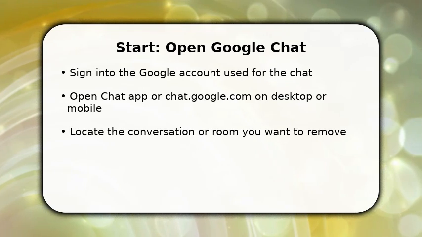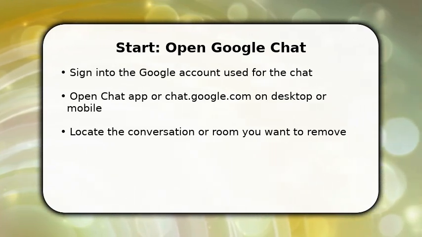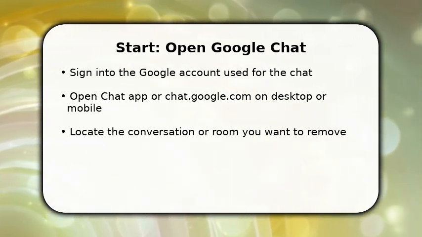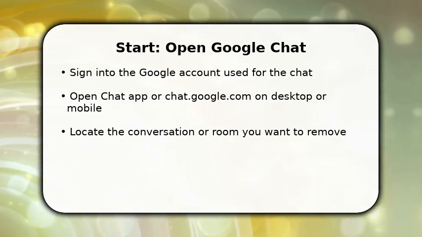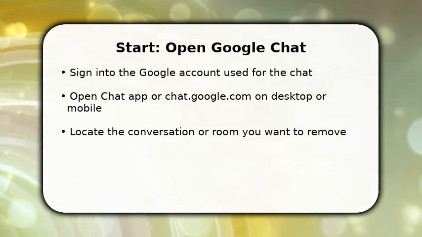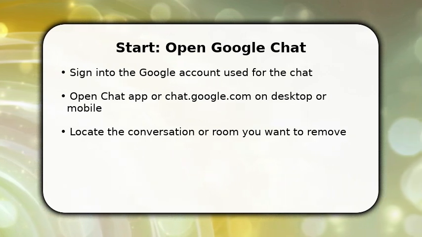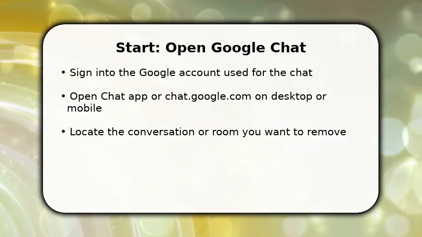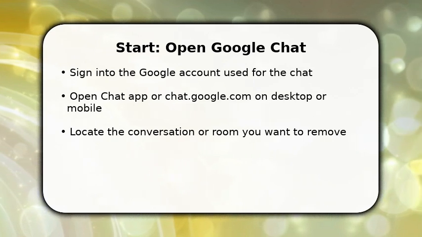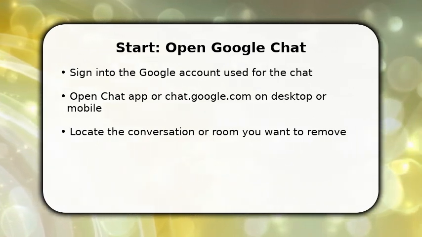You're signed in and ready. Open Google Chat on desktop or the app. First, identify if this is a direct message or a room because your options differ. Once located, hover or tap the conversation to reveal controls. On desktop, look for the three-dot menu. On mobile, tap the conversation, then the top right menu.